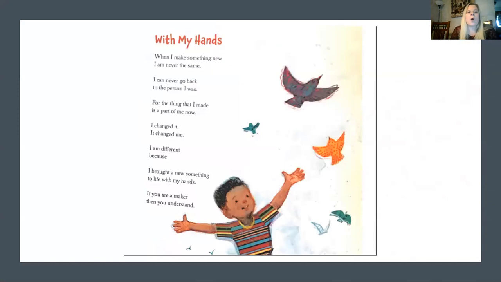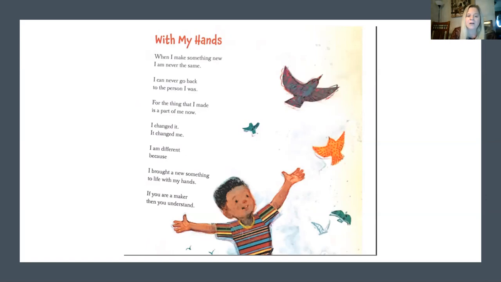Our closing poem, With My Hands. When I make something new, I am never the same. I can never go back to the person I was, but the thing that I made is a part of me now. I changed it. It changed me. I am different because I brought a new something to life with my hands.